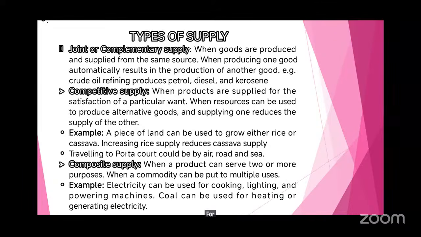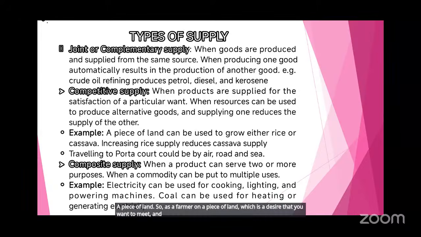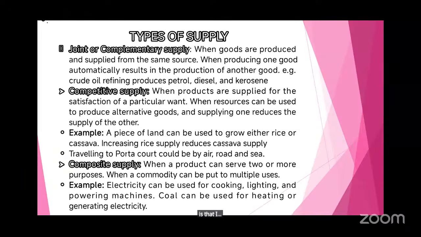For example, a piece of land. If the desire is to possess a piece of land for farming, I'm just giving an example. As a farmer on a piece of land, which is a desire that you want to meet, you become a producer, you want to enter into the business of farming, then you are left with various options. It's either you want to plant rice or you want to plant cassava. So that means rice and cassava are in competition with each other. That's the essence of it.